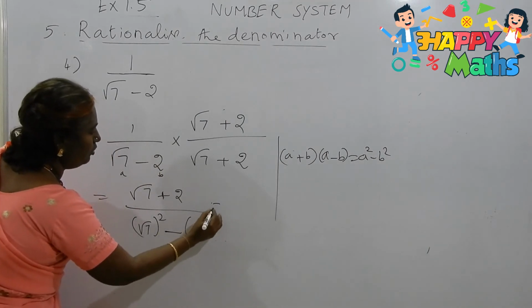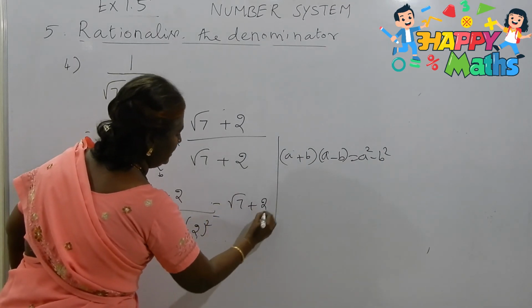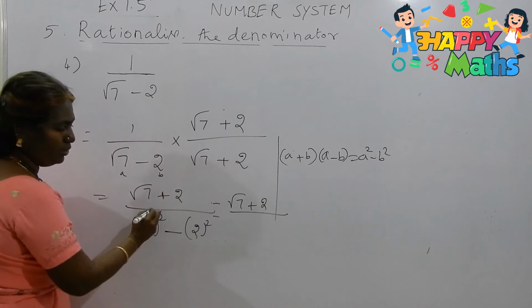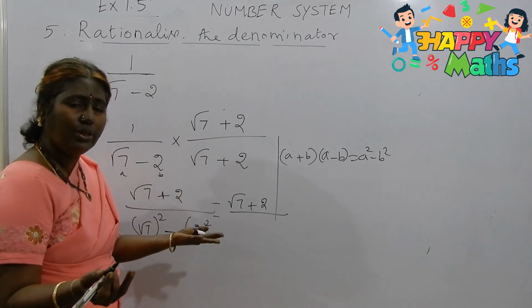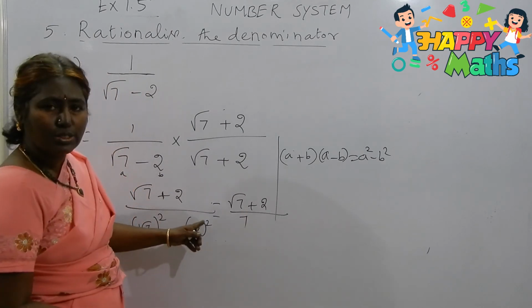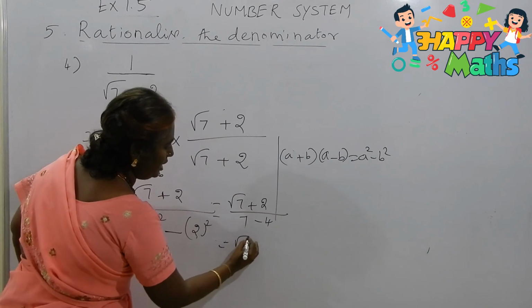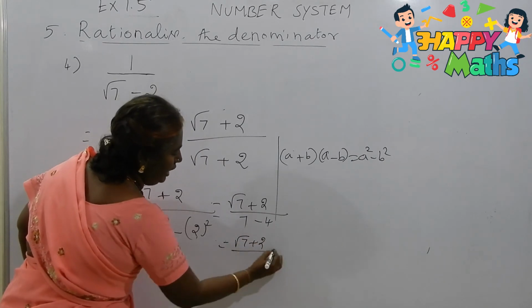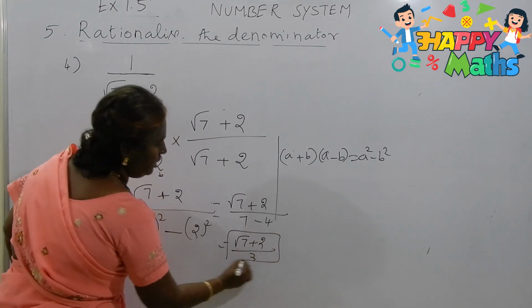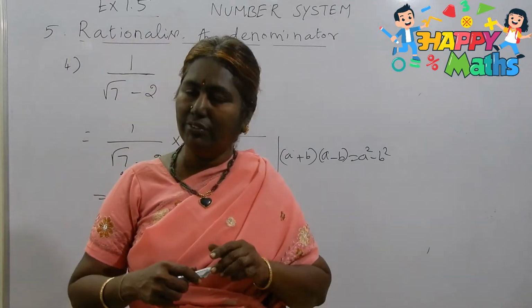Now see what will be your answer. Root 7 plus 2 will be coming as it is. Here root 7 the whole square, now you can easily say immediately, is nothing but only 7. 2 square is what? It is 4. So 7 minus 4, so the answer is root 7 plus 2 by 3. Yes or no? So I think this Roman letter 5 is very clear for you.